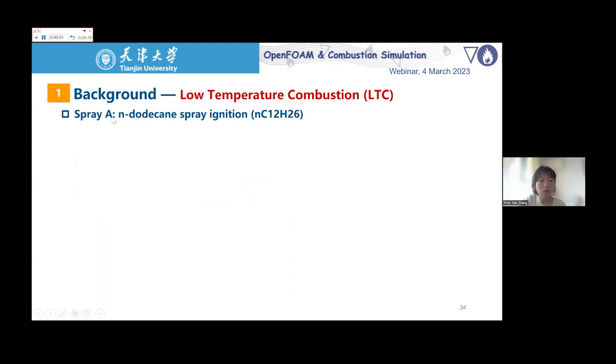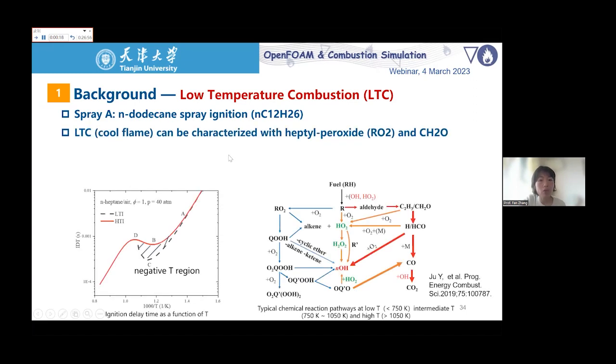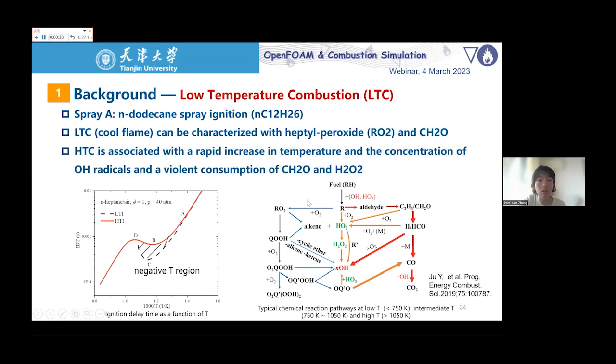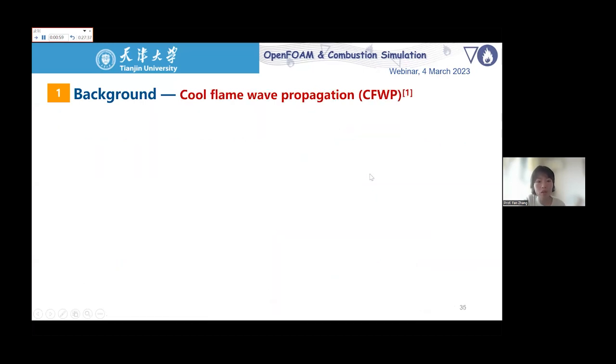So what we did is use the basic Spray A to study the low temperature combustion, and that is also the aim of the Spray A experiments. The cool flame, or the low temperature combustion, can be found in the region with negative temperature coefficient behavior, and can be characterized by the RO2 pathways and formaldehyde formation. Also, the high temperature combustion is associated with a rapid increase of temperature and concentration of OH radicals, and the violent consumption of formaldehyde and H2O2.